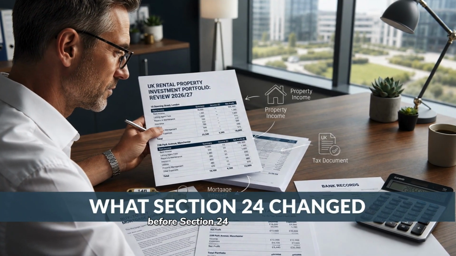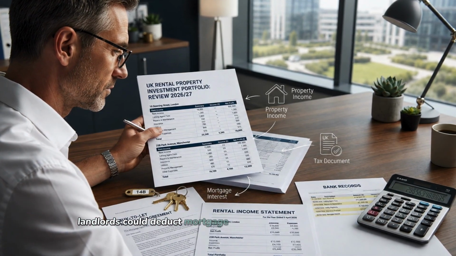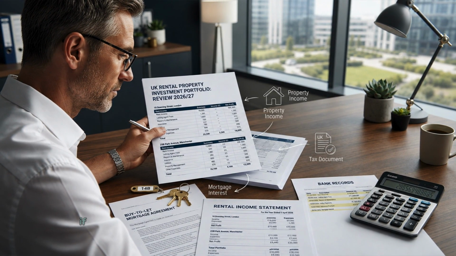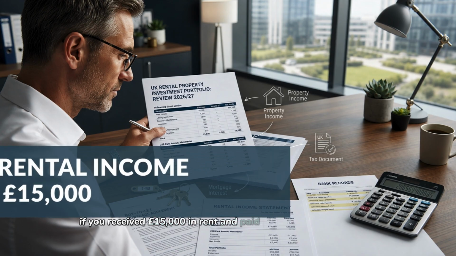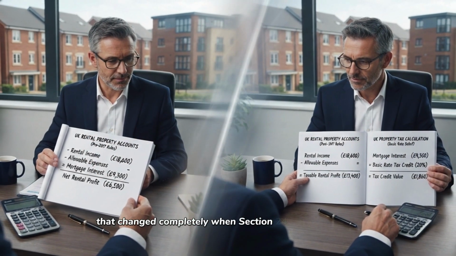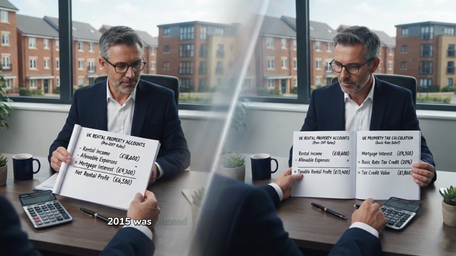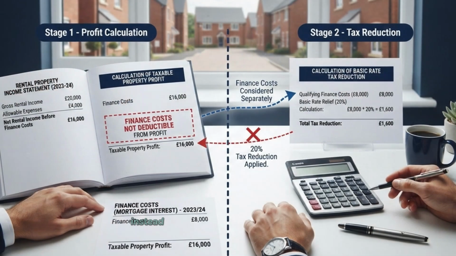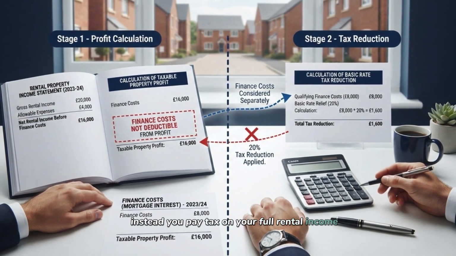Before Section 24 came into full effect, landlords could deduct mortgage interest directly from rental income before calculating their tax bill. So if you received £15,000 in rent and paid £6,000 in mortgage interest, you paid tax on £9,000. That changed completely when Section 24 of the Finance Act 2015 was phased in between April 2017 and April 2020. Since April 2020, individual landlords can no longer deduct mortgage interest from rental income as an expense. Instead, you pay tax on your full rental income.